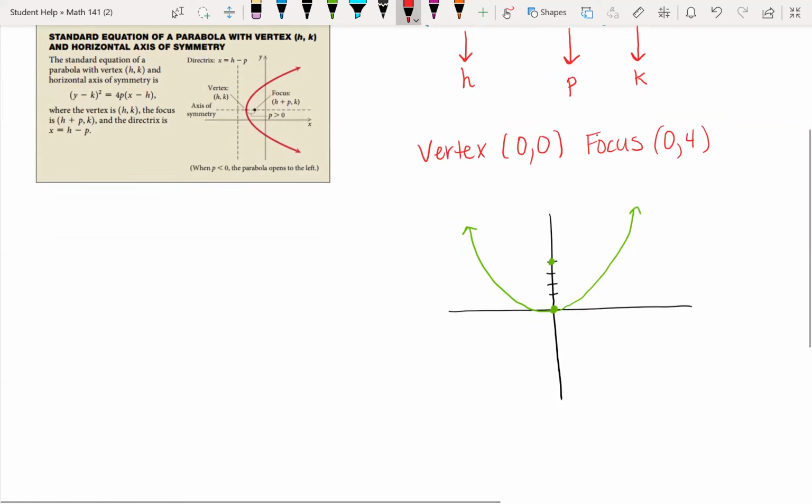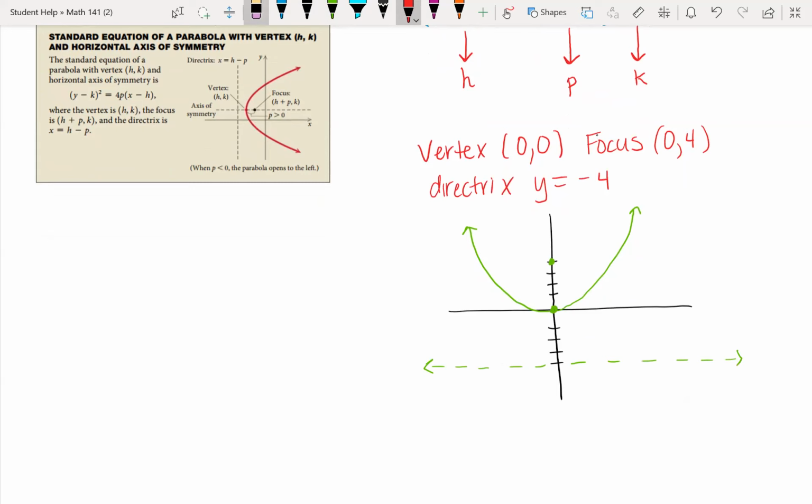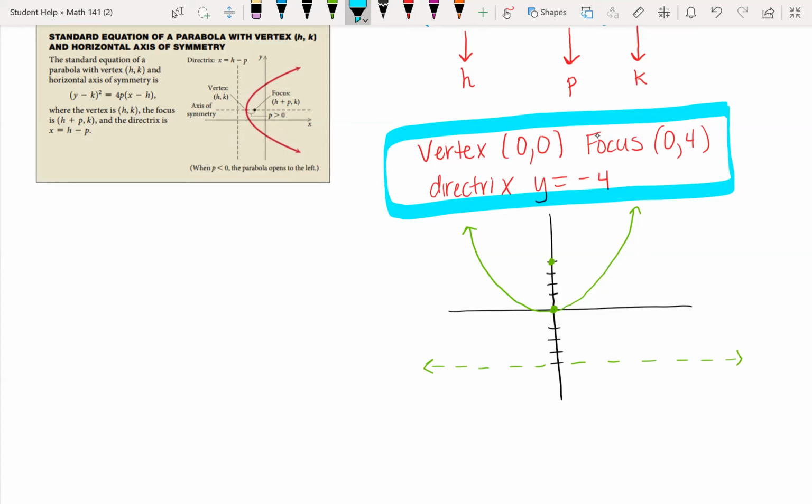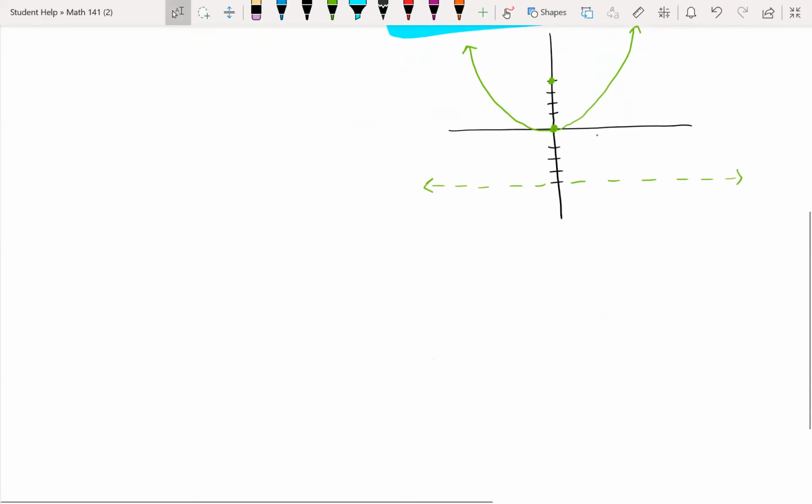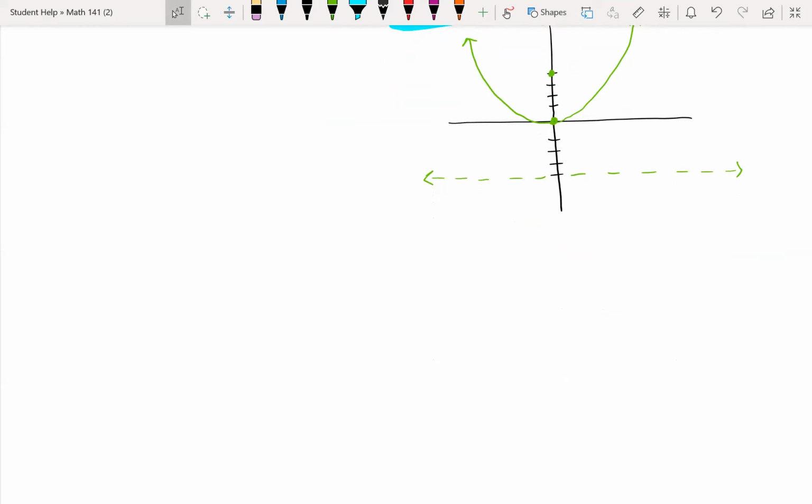Now the directrix is going to go down from the vertex. It's going to be going in the opposite direction. So it'll be down here. It's not part of the graph, it's just this line that's used to form the graph. And so the directrix is going to be the line y equals -4. So these are the key points that we wanted, and then we were also able to get a picture of a graph. Okay, let's tackle another example like that.